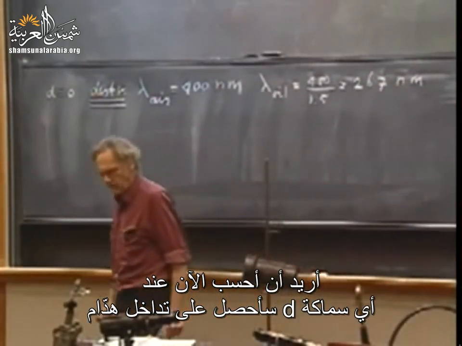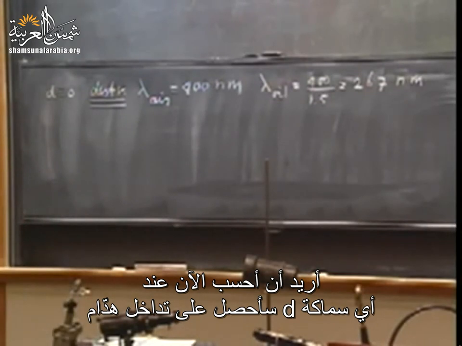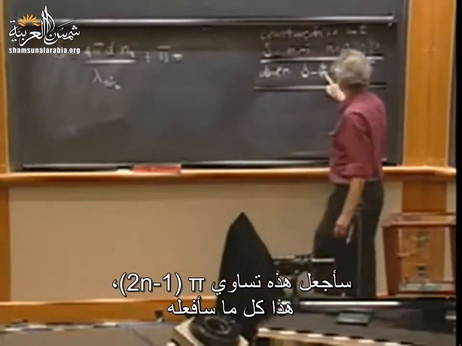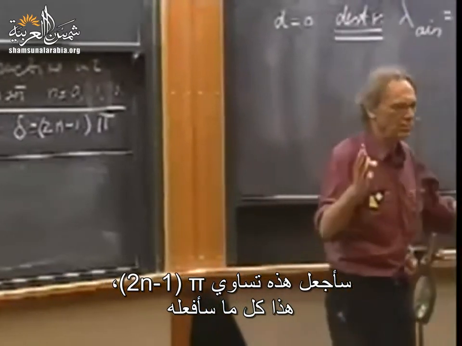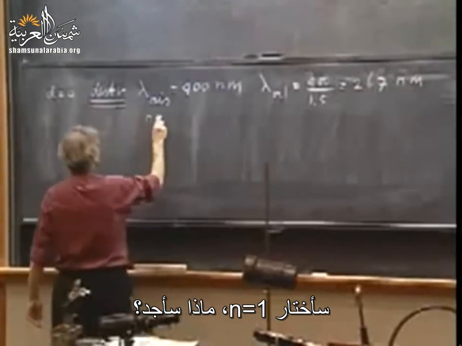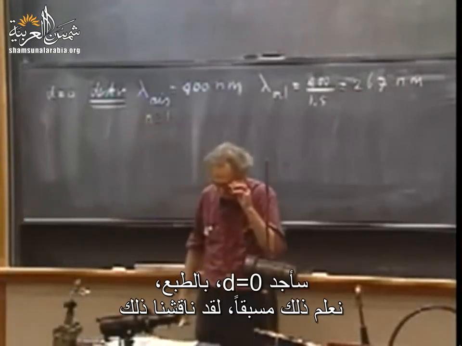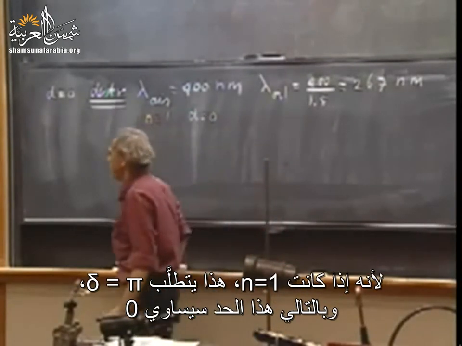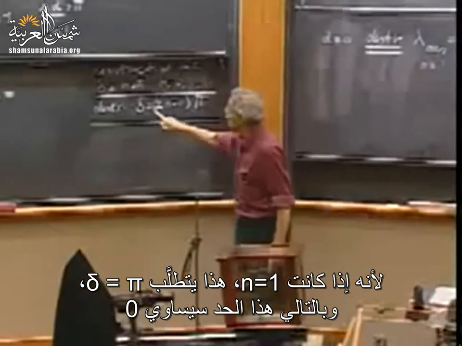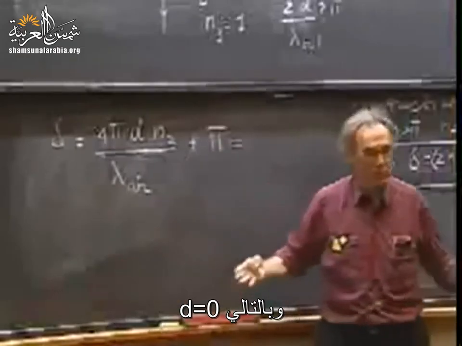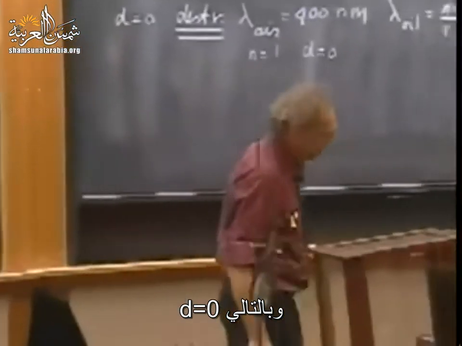And now I want to calculate for what thicknesses d I'm going to get destructive interference. So I'm going to set this equal to 2n minus 1 times pi. That's all I do. And I choose n equals 1. And what do I find? I find d equals 0, of course. We knew that already. We just discussed that. Because if n equals 1, then that requires that delta is pi. And if delta is pi, then this term is 0. So you see that d is 0. You can immediately see that.